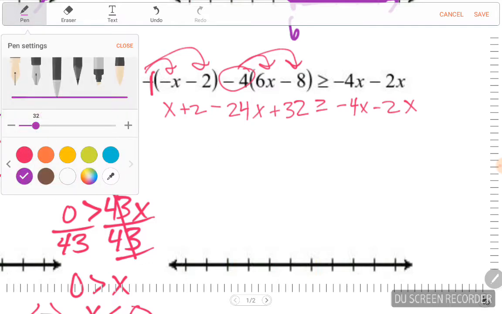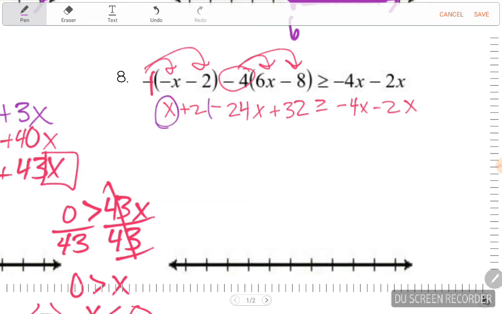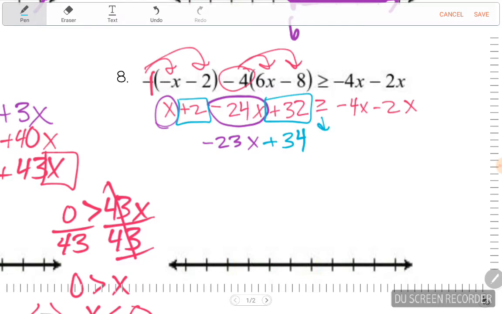Okay, I see things that can be combined. I've got a positive x and a negative 24x all on this side. I'm going to combine those. Positive 1, negative 24 leaves me with negative 23x. Then I've got positive 2, positive 32. Those combine to give me positive 34. Okay, so just kind of condensing what's on this side. I drop down the sign.